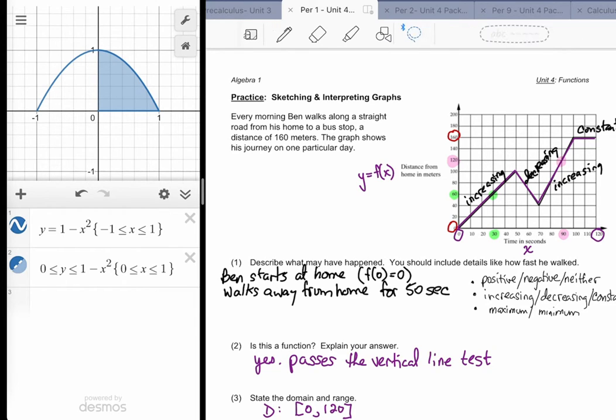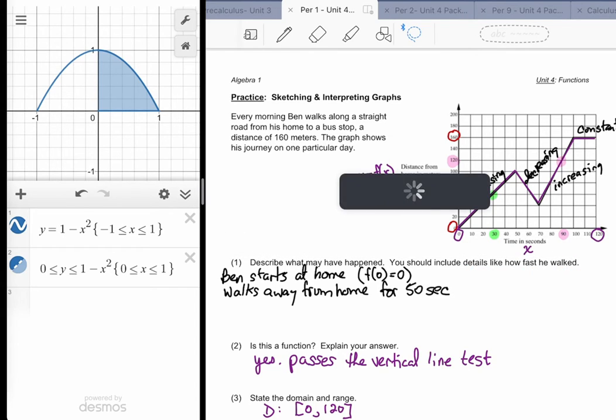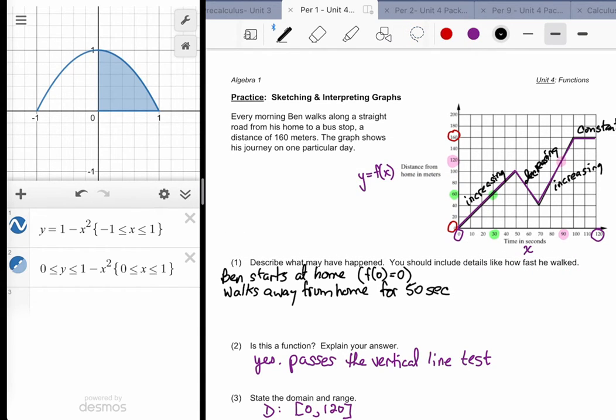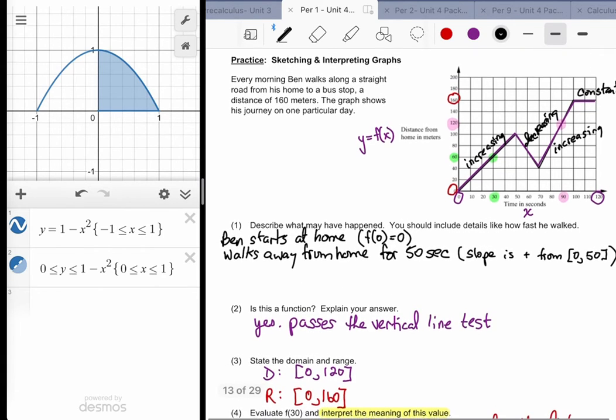I'm going to move this stuff for the time being, bring it back later. All right, and we know that because the slope is positive from the interval, or from the x values of 0 to 50. So over that interval, we know the slope is positive.